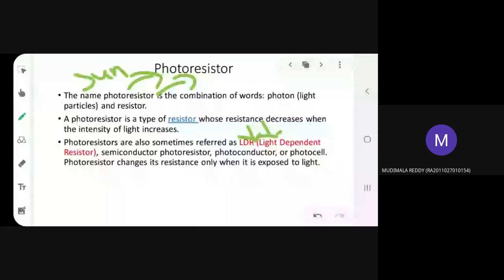So when it falls on it, what will happen is the intensity of light is at an increased level, because of which what will happen to the resistance? Decrease. The resistance will be decreasing. Suppose what?